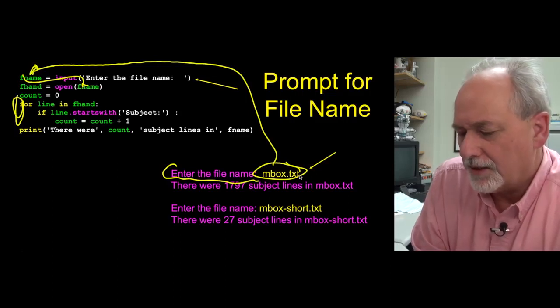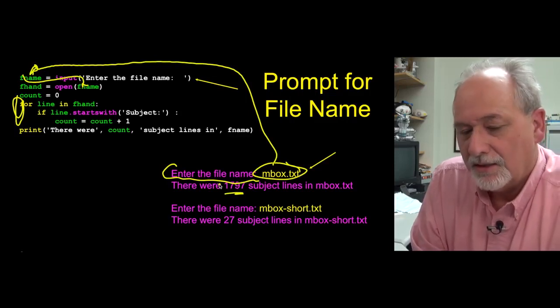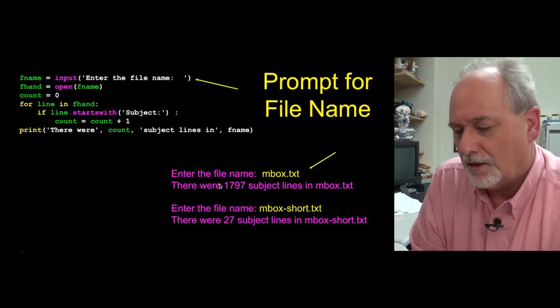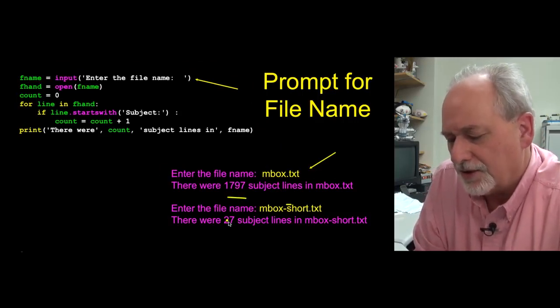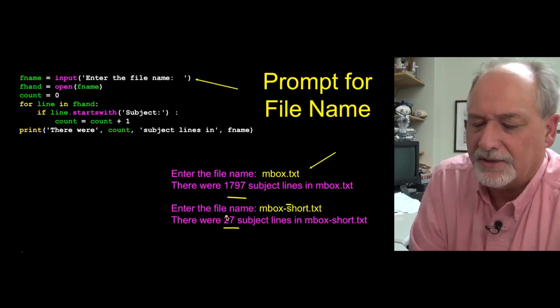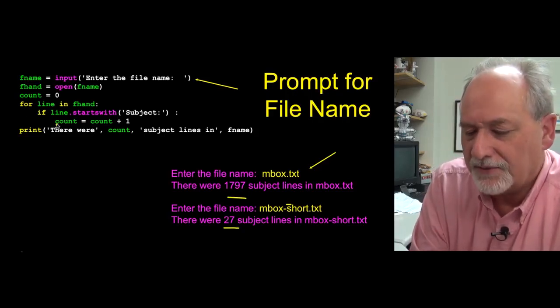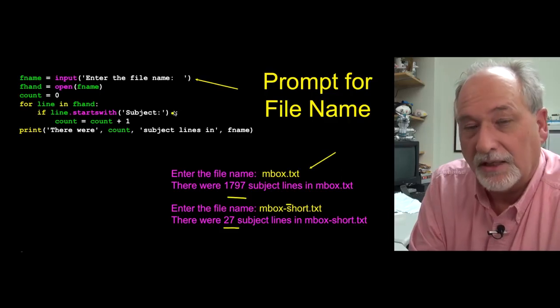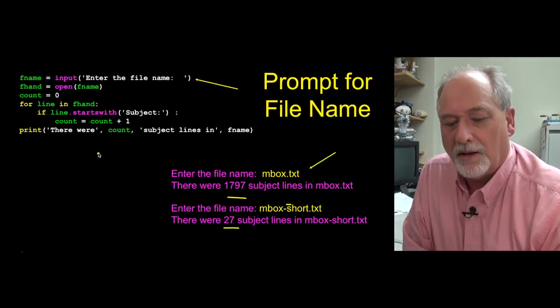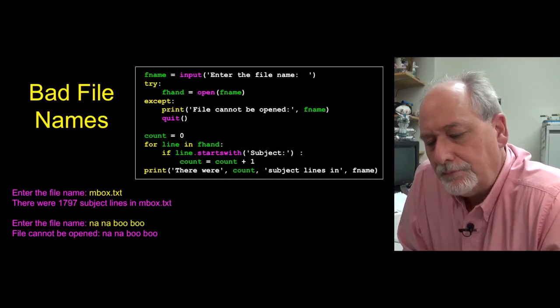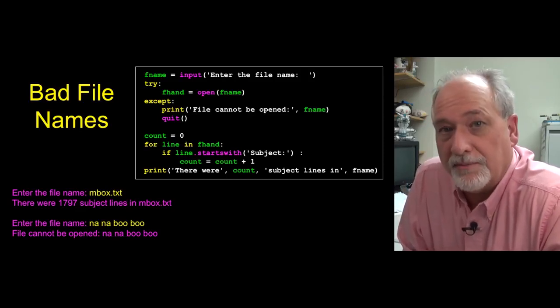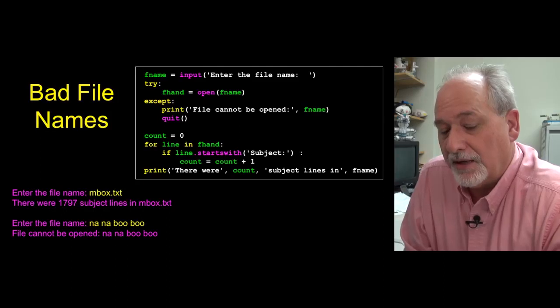So if we enter mbox.txt, it counts 1797 subject lines in mbox. And if we give it mbox-short, it says there are 27 subject lines in mbox. And again, this is another one of those ifs, and it's just counting, but only counting lines that match a particular pattern. Okay, so now the user can also type bad file names, and we need to be able to deal with that as well.